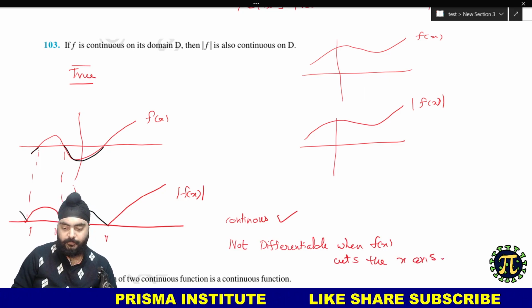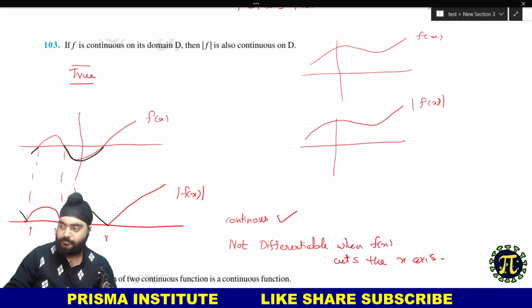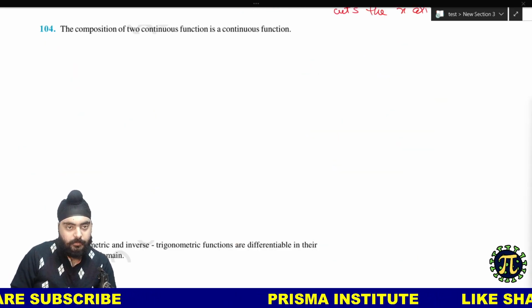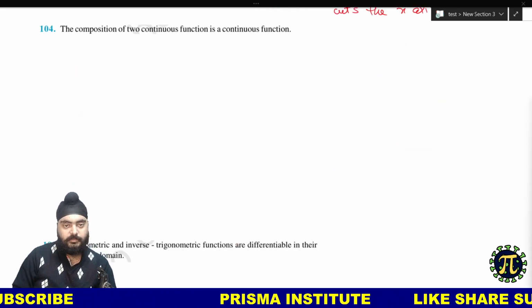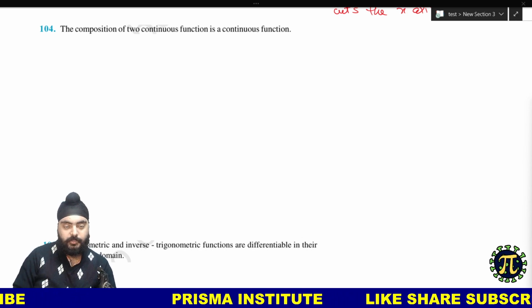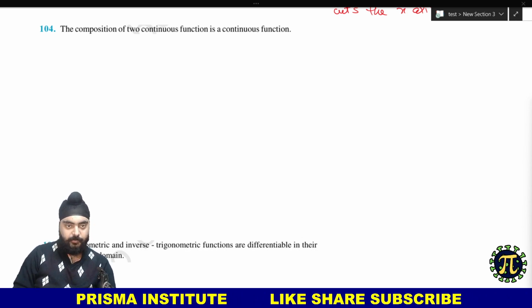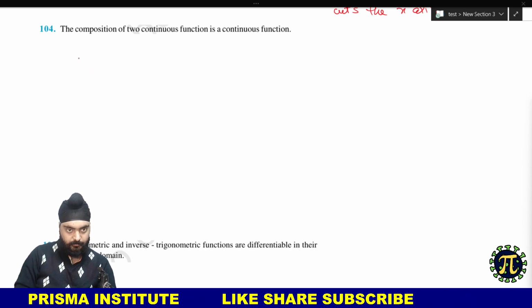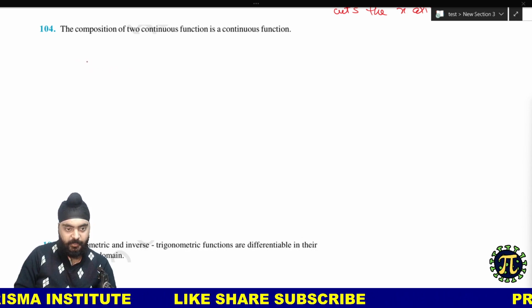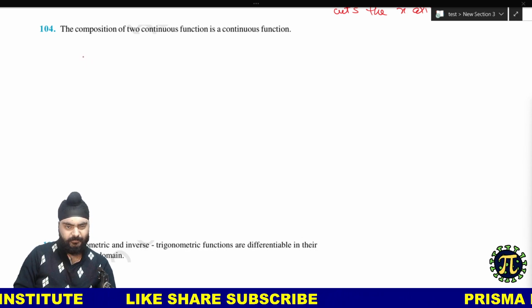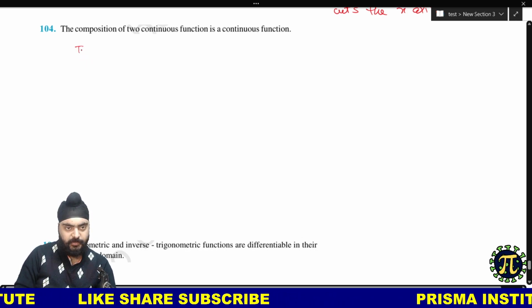Okay, so let's move to our next question. The composition of two continuous functions is a continuous function. So is this statement true or false? This statement is true.